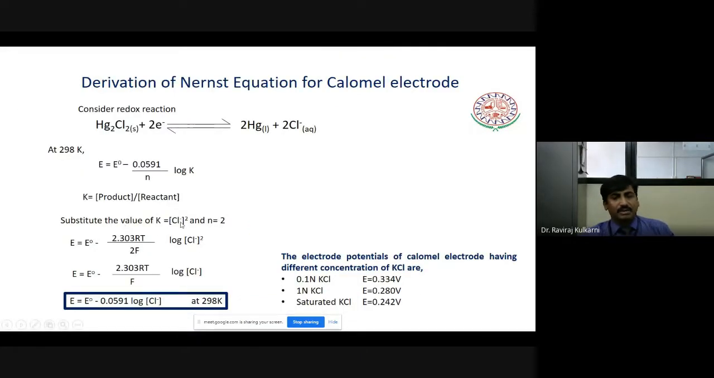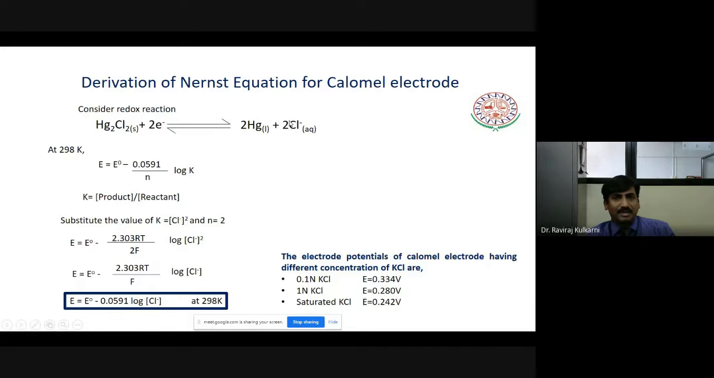So K is equal to Cl minus square. Why? The product is Cl minus into Cl minus into 2 Hg square actually. Hg is a metal which is insoluble in water. It's not present in the aqueous media, so you cannot consider the concentration. Its concentration we take as 1.